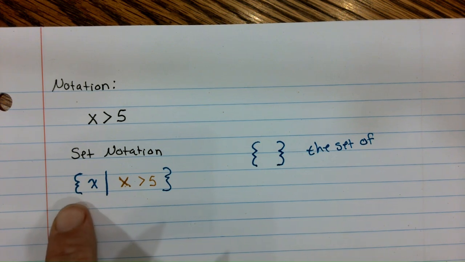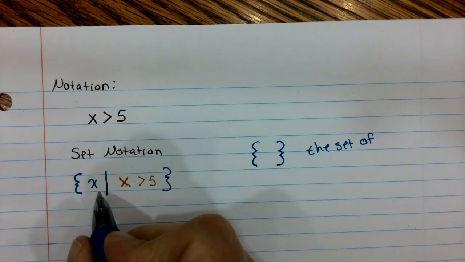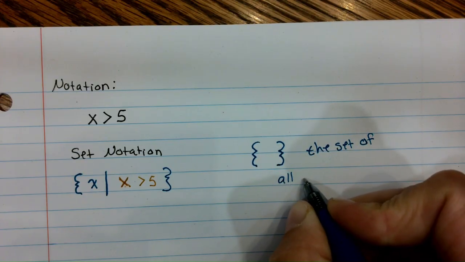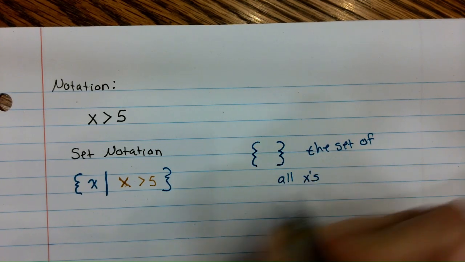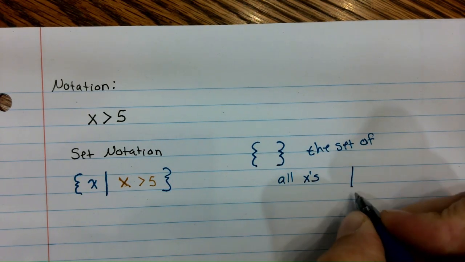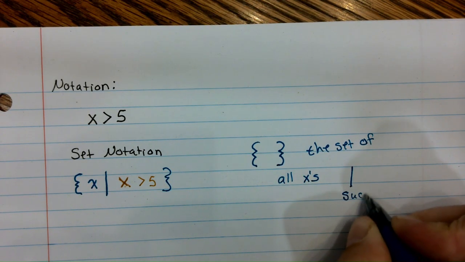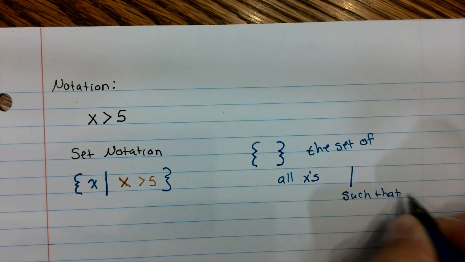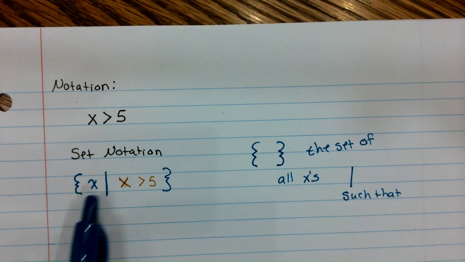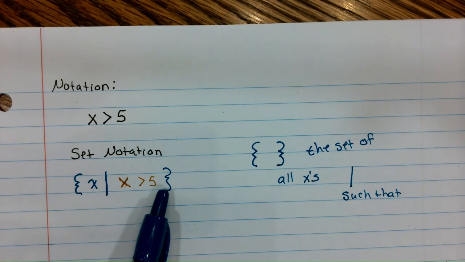So what this means is the set of all x's, because the variable is x, and then we have that line. That line is a way of saying such that. So this reads, the set of all the numbers x such that x is greater than 5.